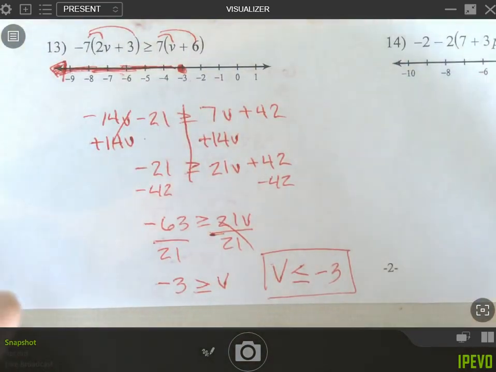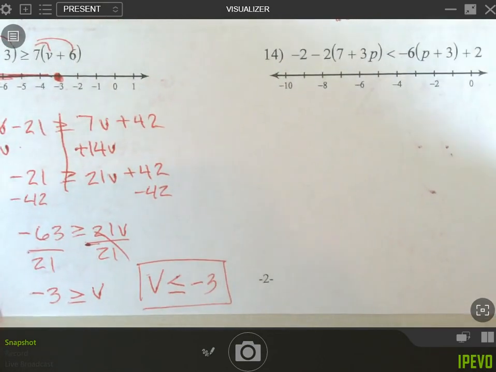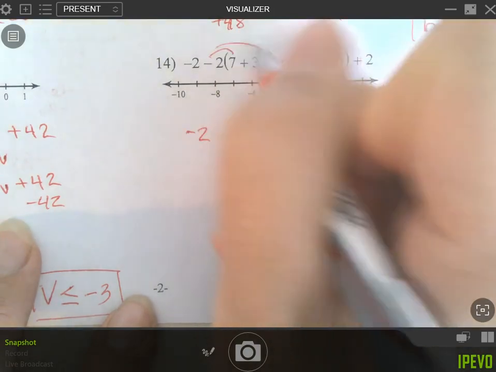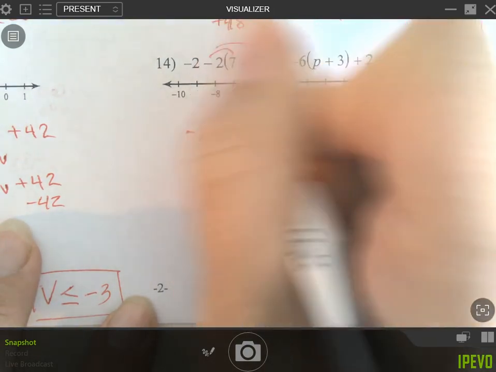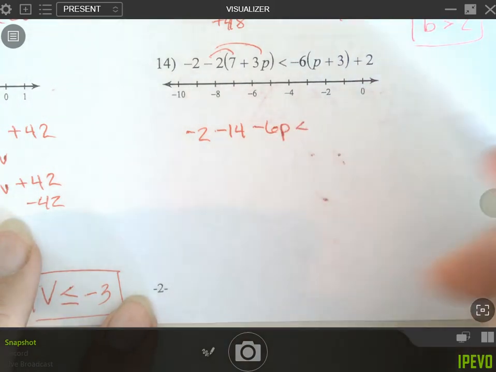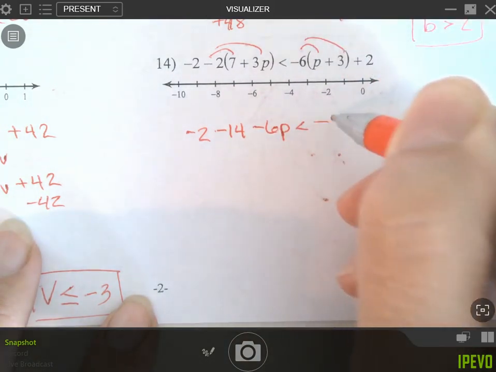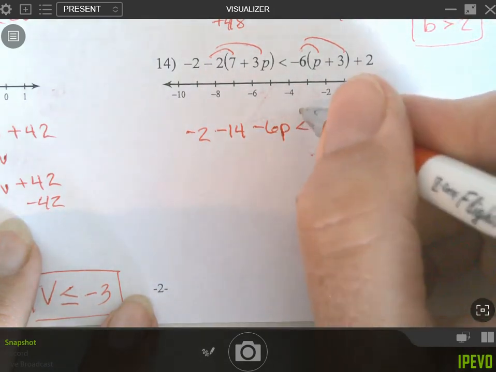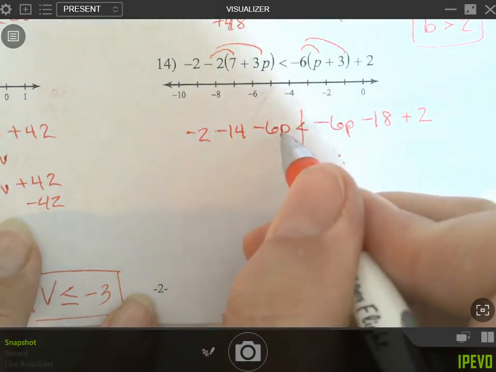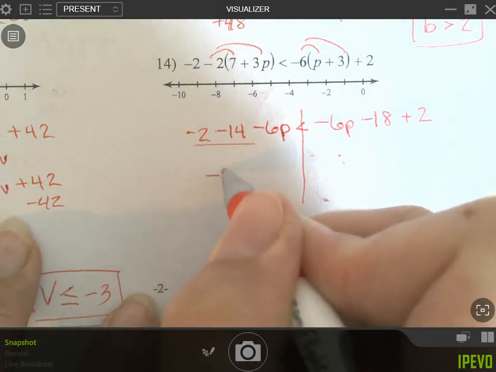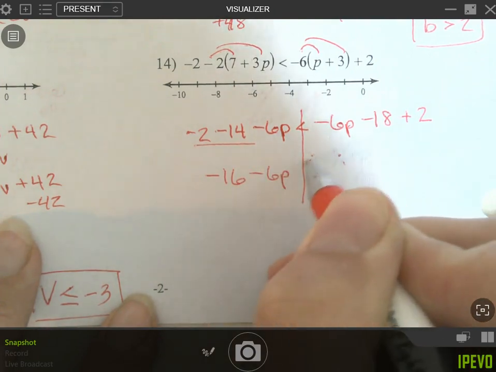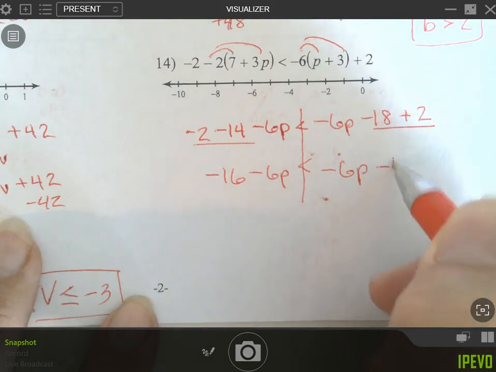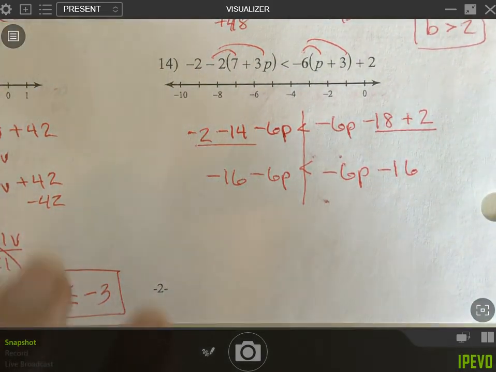Okay, now, number 14 ends up being, like I said, no solution. So don't lose that negative 2. We're going to distribute here, and it's going to be negative 14 and a negative 6p is less than, distribute, and it'd be negative 6p minus 18, and then tack on a plus 2. Then I'm going to add like terms. So if you don't cross the line, don't change the sign. You can move things around. I'll leave it as it is. Negative 16 minus 6p is less than, and then negative 6p stays, and I add this together and I get negative 16. Now, if you're looking at this, you see we have the exact same thing.